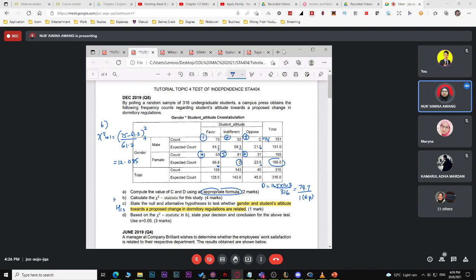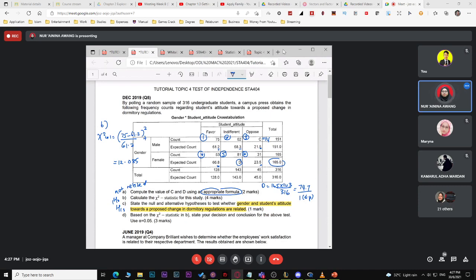Okay, your H0 must be not related. So remember, your H1 is anything that has no relation. Okay, independent, no association, no relationship, all of that goes in H0, while your H1 is the opposite of your H0.